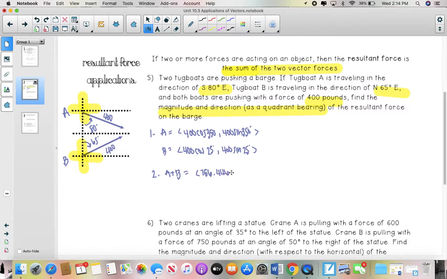756.446. And then you're going to take 400 sine of 350 plus, and make sure you end that parenthesis, 400 sine of 25. And that gets you 100.